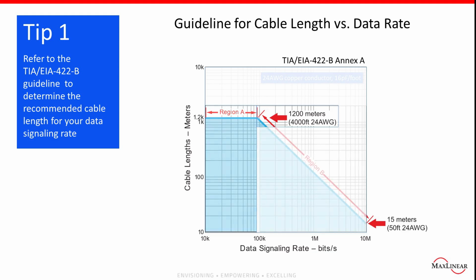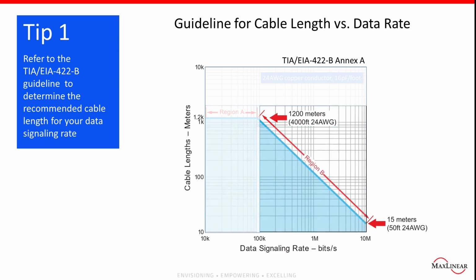In region B, as the data rate increases, the cable length decreases to maintain the rise time and fall time requirements. The maximum allowable distance between a driver and a receiver is limited to about 50 feet or 15 meters for signaling rate speeds above 10 megabits per second.